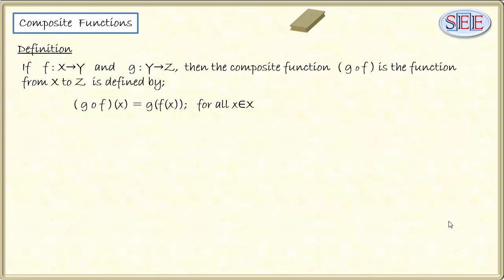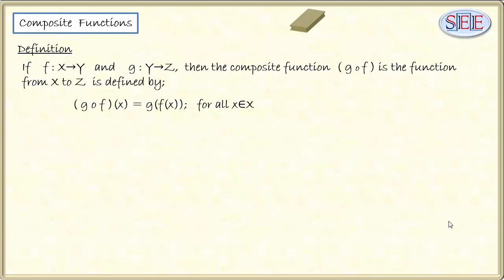So if you look at the two functions f and g, they share the set Y in common. The codomain of f, you can see, is the domain of g. Then if you combine or merge those two functions, we will have a new function that will pick elements in the domain of f and assign those elements to the elements in the codomain of g. So that new function is called the composite function. If you have the composite function g of f of x, it equals g of f of x, and this happens for all x in X.